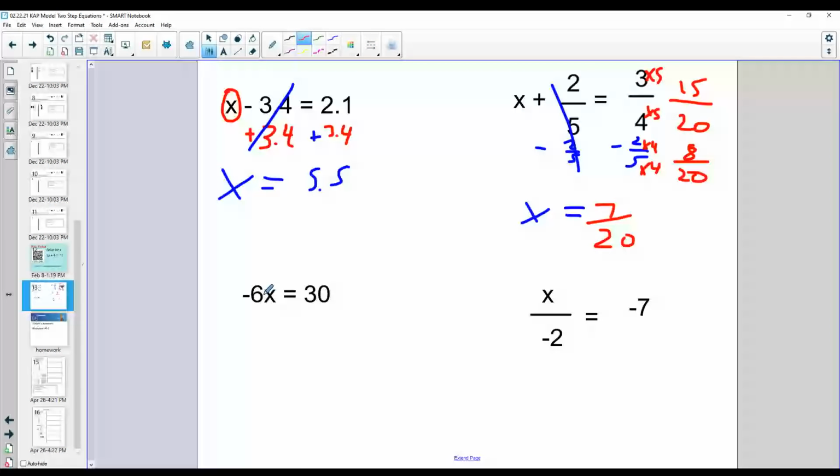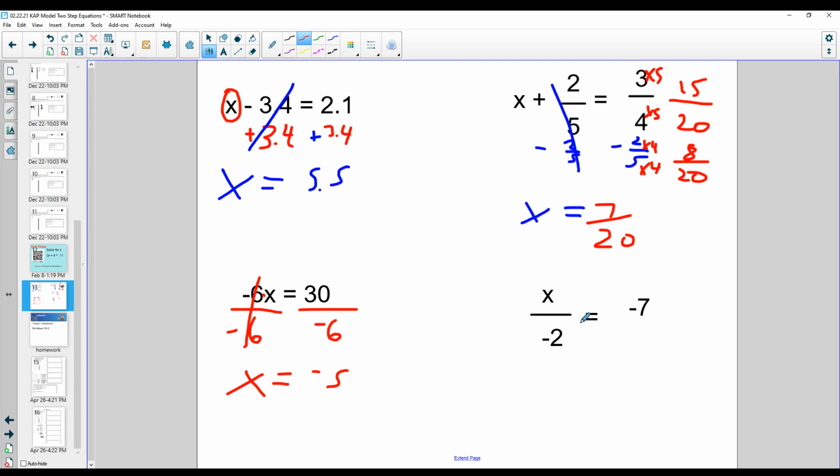Next one. If you need to, put a multiplication dot right here so you understand that this is an equation using multiplication. To undo multiplication, we need to divide both sides by what number? -6. Because -6 divided by -6 cancels out. X equals -5. To check your work, -6 times -5 equals 30.